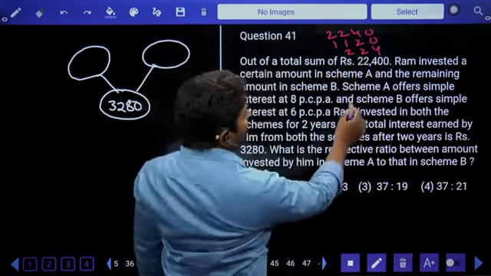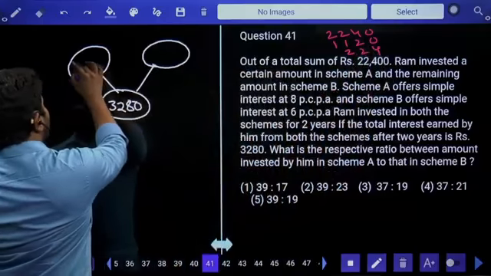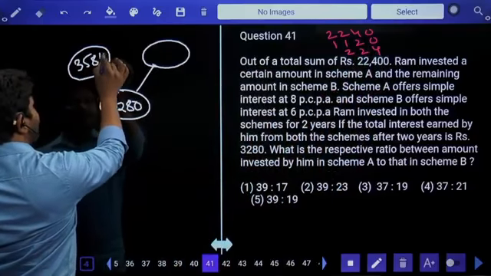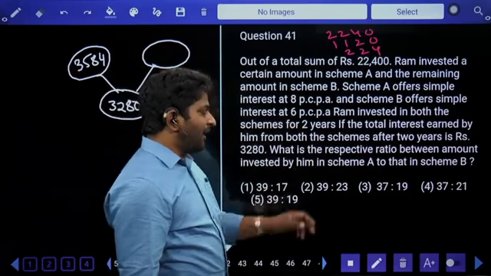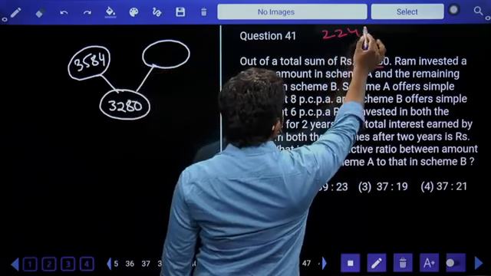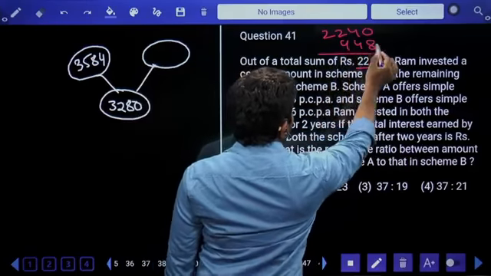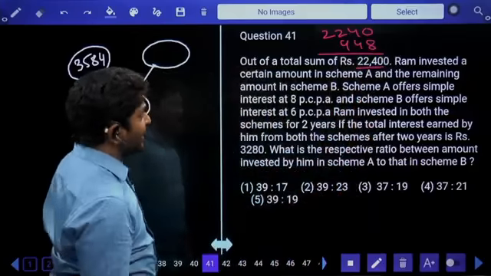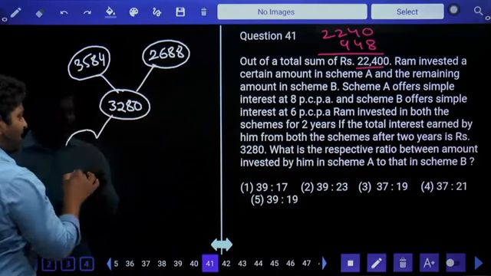Now, when you add all the values here, 3584, and then scheme B offers 6% per annum. In 2 years, we will get 12%. 10% is 2240, 1% is 224, 2% is 448. Then total interest is 2688. Now go for alligation here.